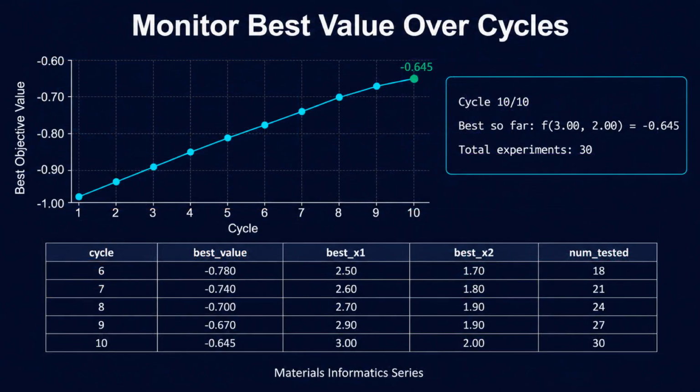As the optimization runs, we track the best objective value found at each cycle. This creates a history that shows how quickly we're finding good solutions. Typically, you'll see rapid improvement in the early cycles as the algorithm explores the search space, followed by slower refinement as it focuses on the most promising regions. At the end of each cycle, we print a summary showing the current best value and its composition. This helps you monitor whether the optimization is making progress and decide when to stop.